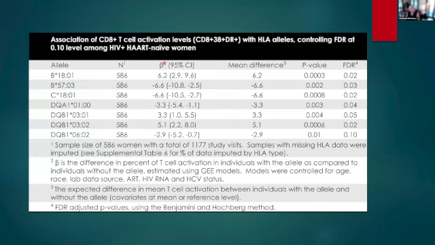where the betas, which is the decrease or increase, show that B1801 has a mean increase in the CD8 activation levels among those with the allele versus without the allele. Similarly, B5703 shows decreased CD8 activation levels.